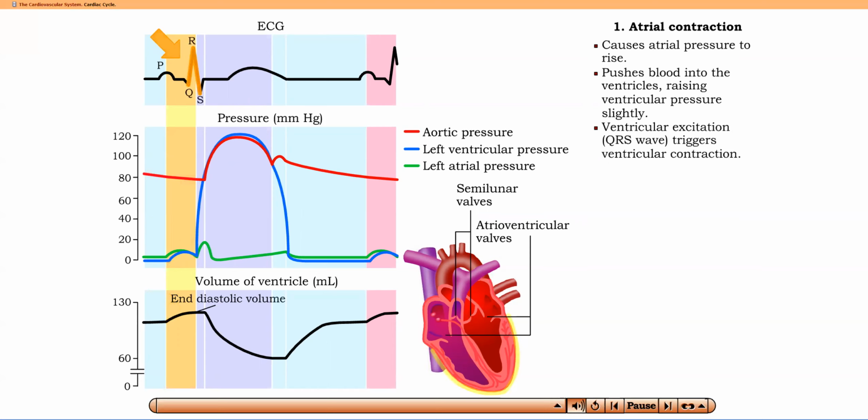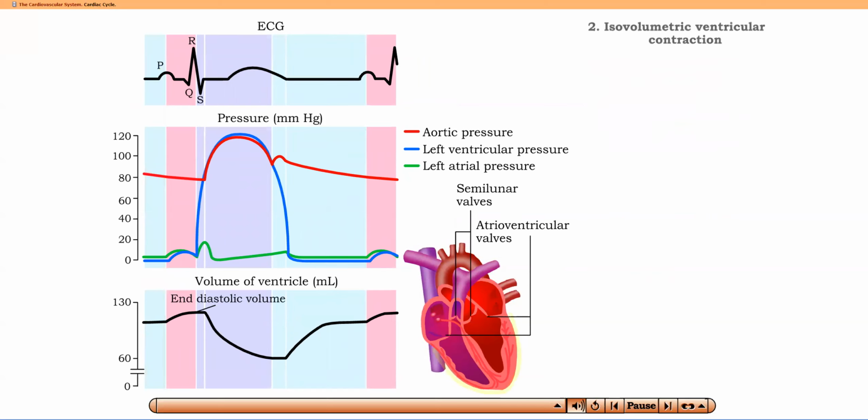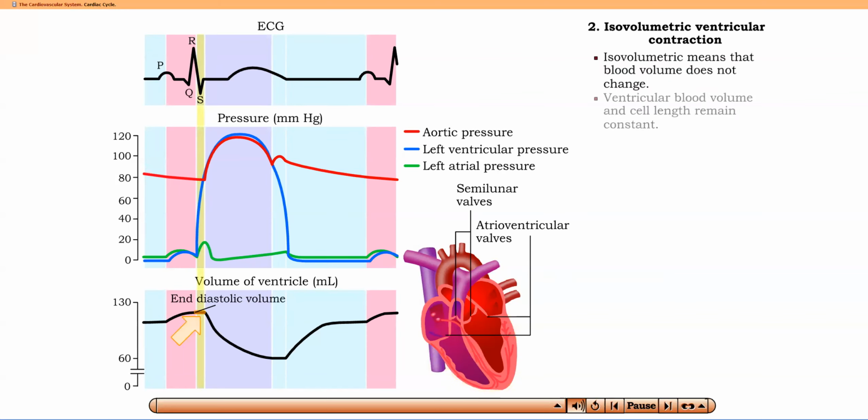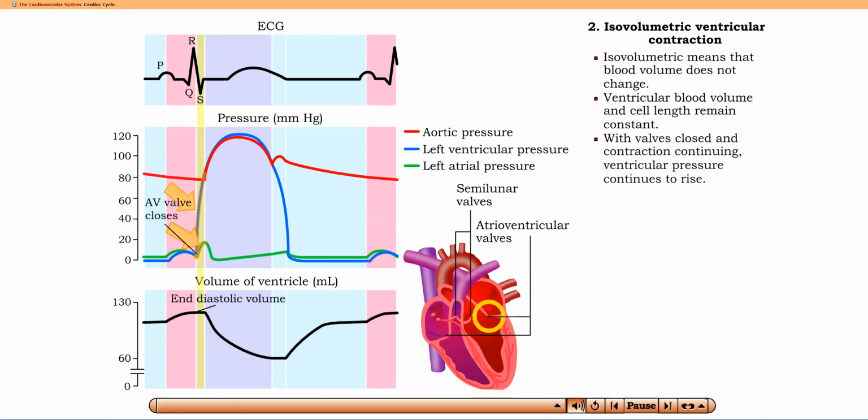The excitation triggers ventricular contraction. Ventricular contraction is at first isovolumetric. This means that ventricular blood volume and muscle cell length do not change. Contraction causes ventricular pressure to rise above atrial pressure, forcing the AV valves shut. With the valves closed, the continuing contraction increases ventricular pressure.